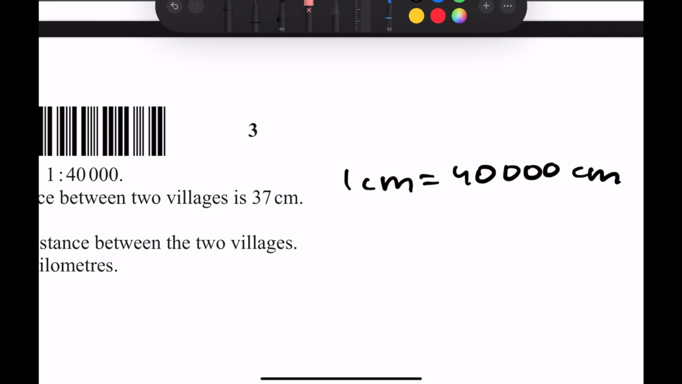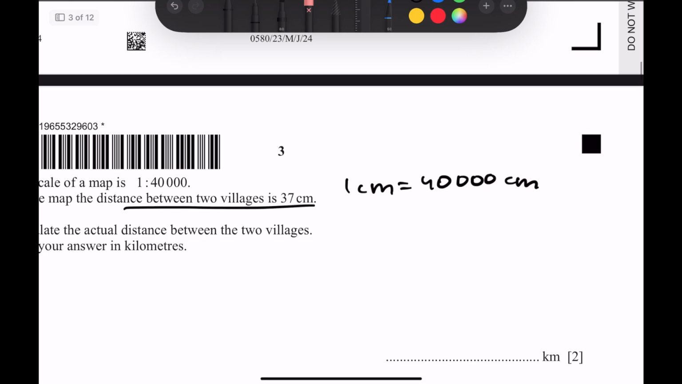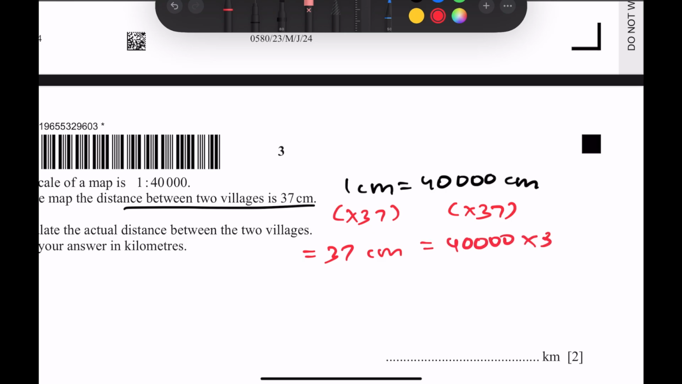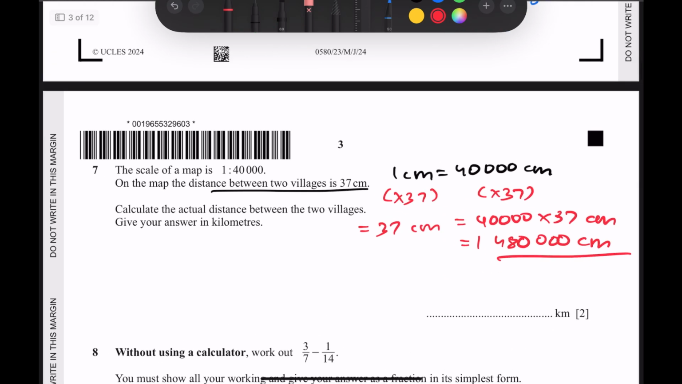The question is also saying that the distance between the two villages on the map is 37 centimeters, which means that if you multiply both sides by 37, then 37 centimeters on the map, which represents the distance between the two villages, is equal to 40,000 times 37 centimeters in real life. And this is equal to 1.48 million, so 1,480,000 centimeters. So this is your actual distance. I'll abbreviate this as AD in centimeters.